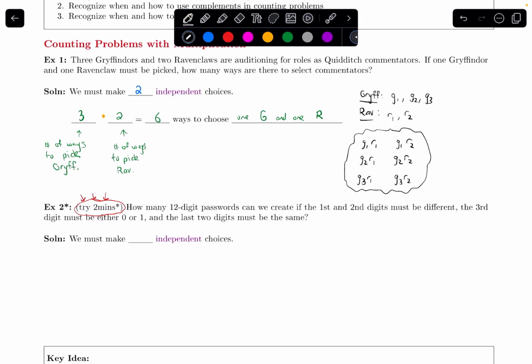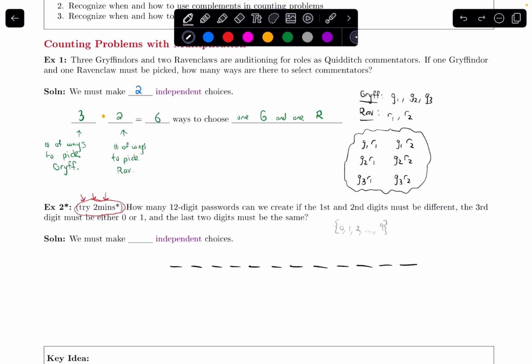Okay, so for this problem, we are forming a 12-digit password. So the digits are the standard digits, like 0, 1, 2, up until 9. So there's 10 digits, 10 choices for each of these spots in the password. And my password has to have 12 digits. So there's spot number 1 and spot number 2 and 3 and 4, 5, 6, 7, 8, 9, 10, 11, 12. So I'm just going to put little slots like this for each of the spots where we are going to be placing a digit or picking a digit.